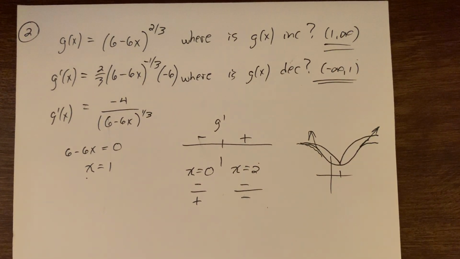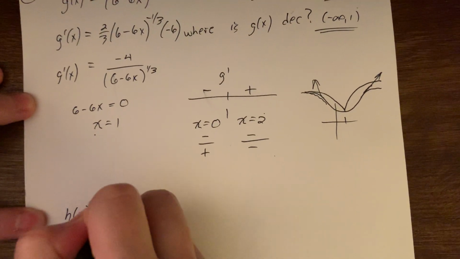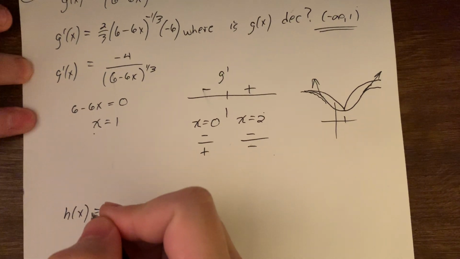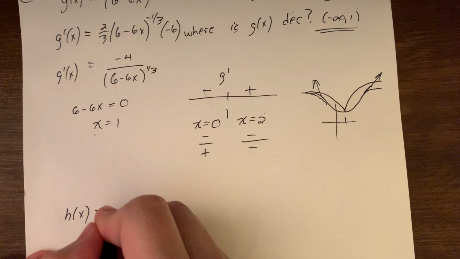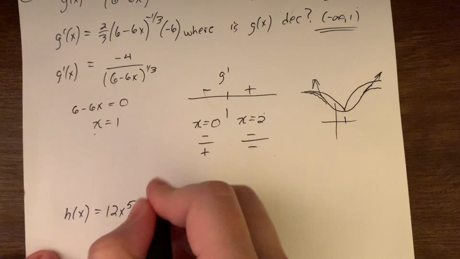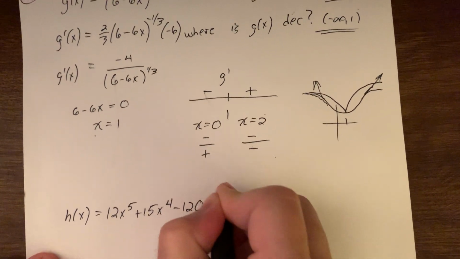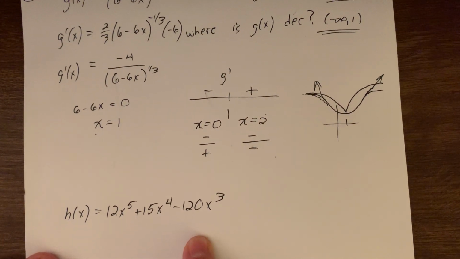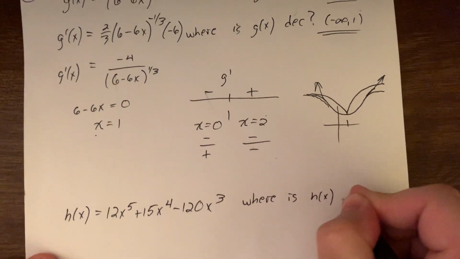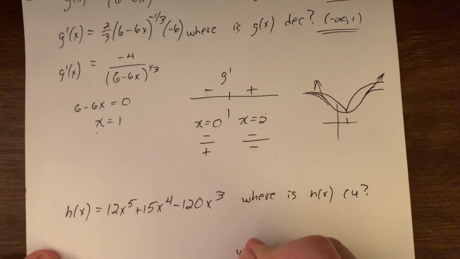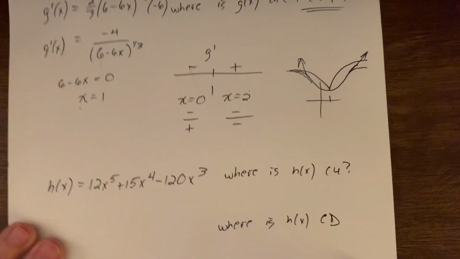Okay, so moving along, let's do another one, and now let's focus on the function h of x. We'll have h of x is 12x to the 5th power, plus 15x to the 4th minus 120x cubed. And in this one, I want to ask, where is my function h concave up? And where is my function h concave down?